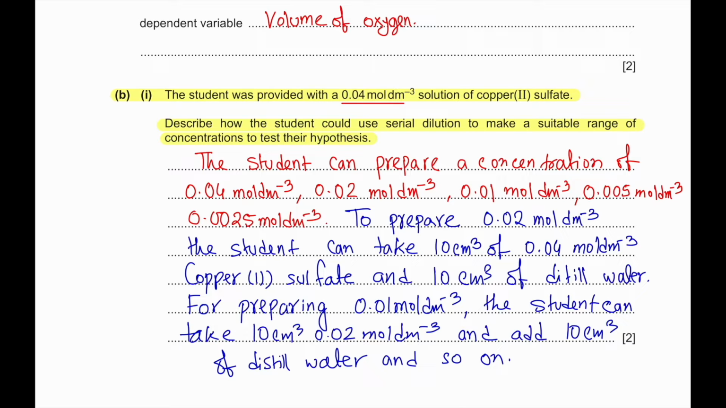Concentrations can be prepared. To prepare 0.02 mole per dm cube, the student can take 10 cm cube of 0.04 mole per dm cube copper 2 sulfate and 10 cm cube of distilled water. After that, for preparing 0.01 mole per dm cube, the student can take 10 cm cube of 0.02 mole per dm cube copper 2 sulfate and add 10 cm³ of distilled water, and the student can repeat the process, so on and so forth, to make the other concentrations.